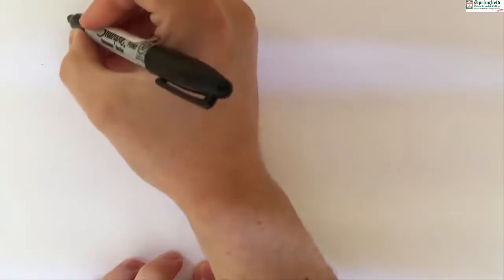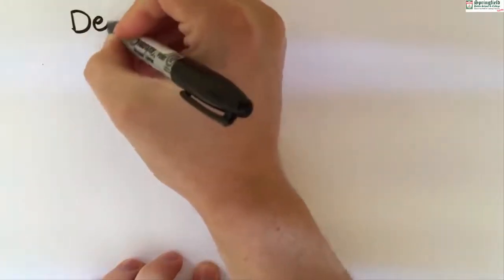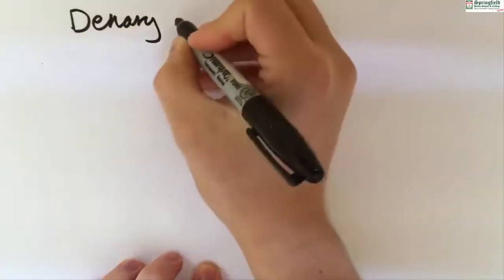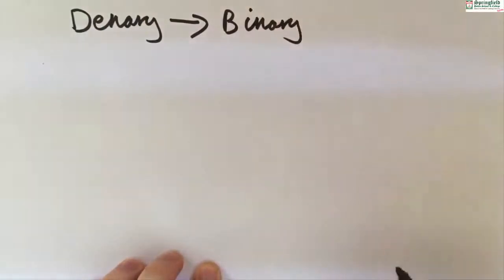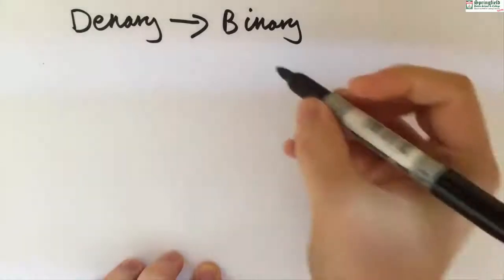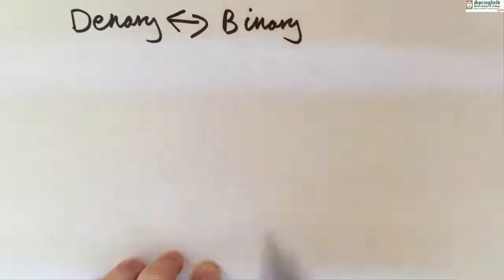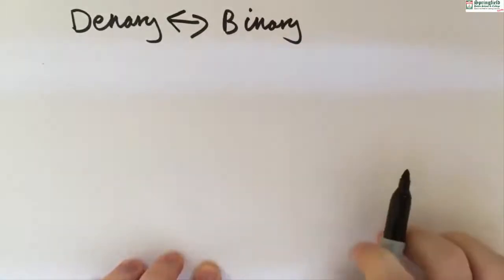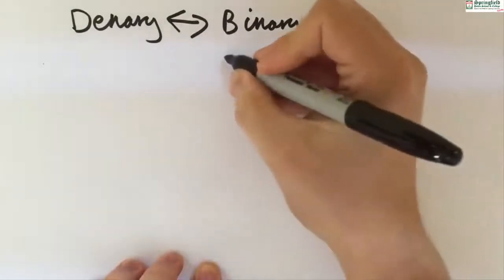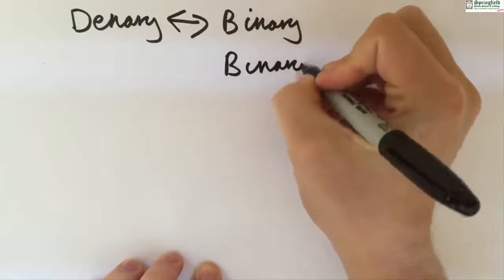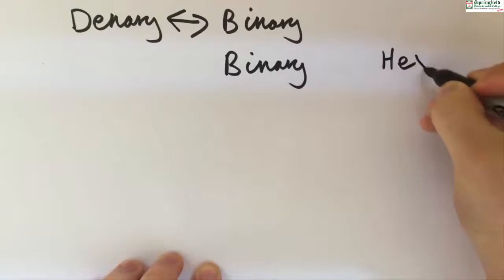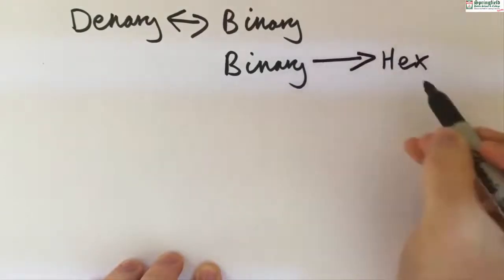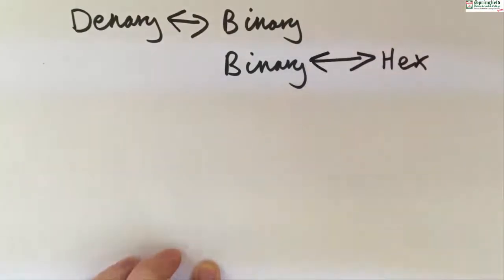So far we've learned how to convert from a denary number to a binary number, which is great. We've also learned how we can do that the other way around. We've learned that we can convert a binary number to a denary number. We also know that we can convert a binary number to a hexadecimal number. Let's write out hex for short form. And we know we can convert a hex to a binary.